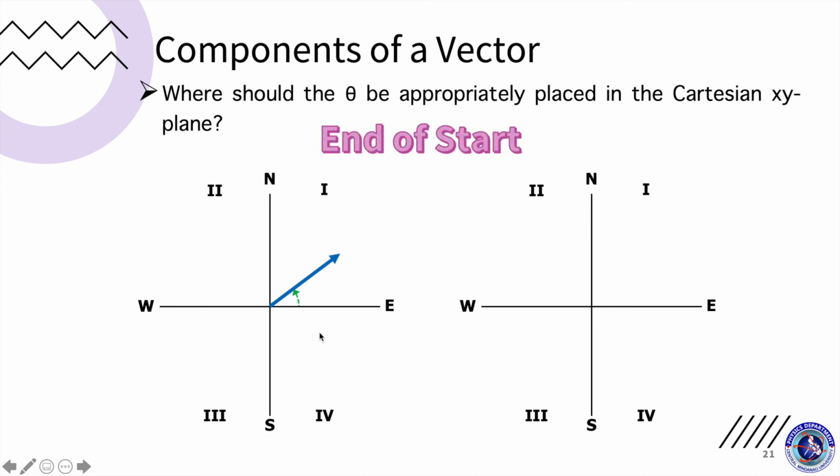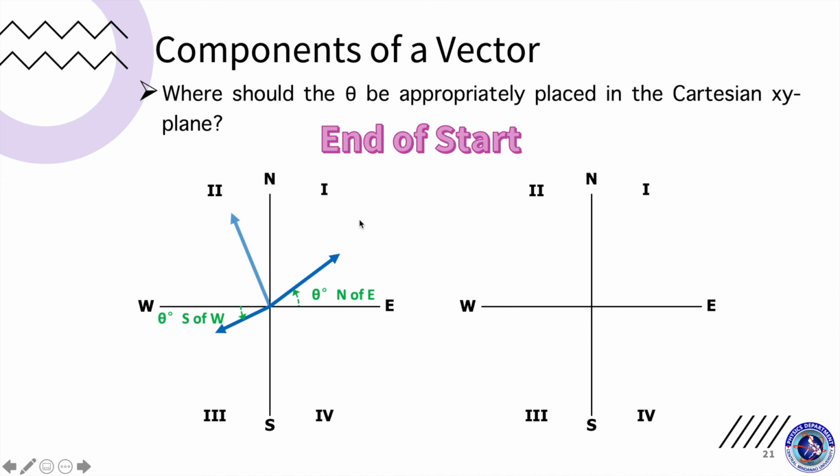So take note of the mnemonics. You'll have end of start. So the vector or the angle starts from east going north. So this would be north of east. Okay, take note. What if here? Yes, it's from west going south. Starts at west going south. So that would be south of west. Again, take note of this.